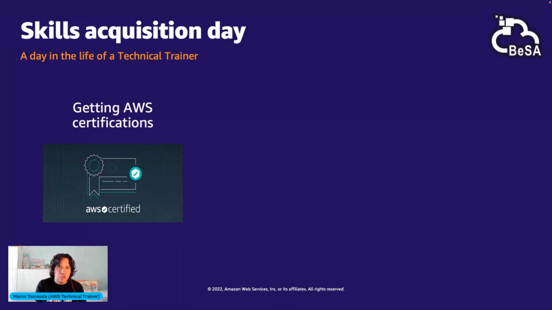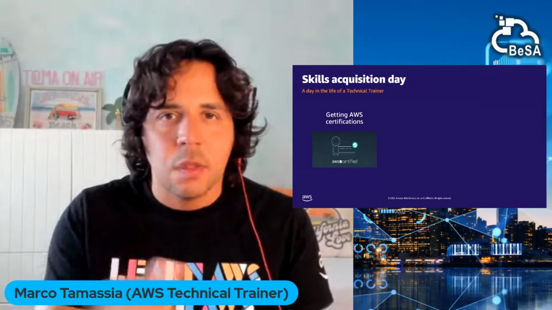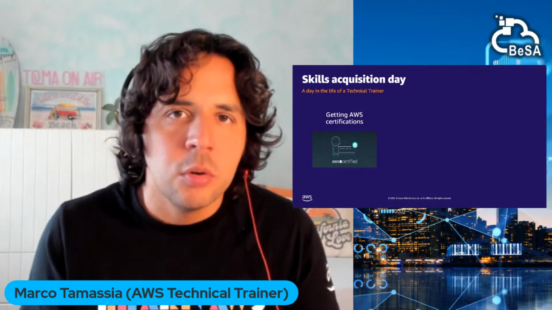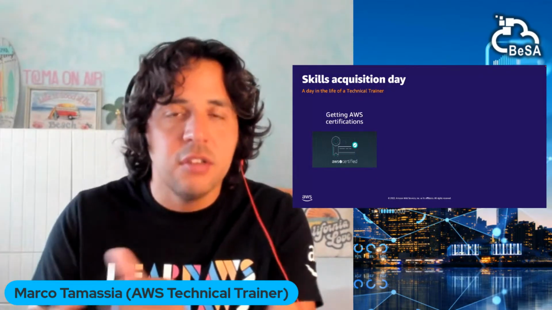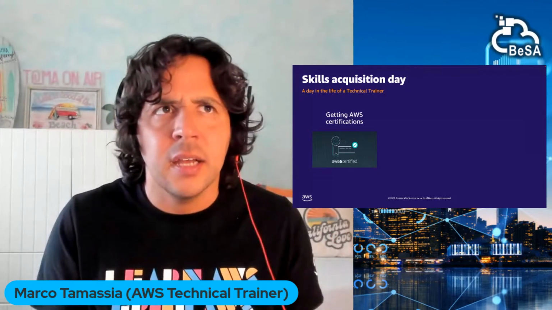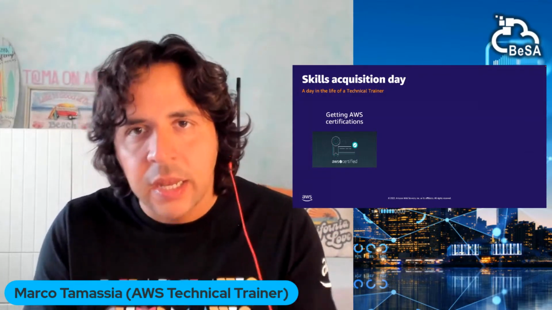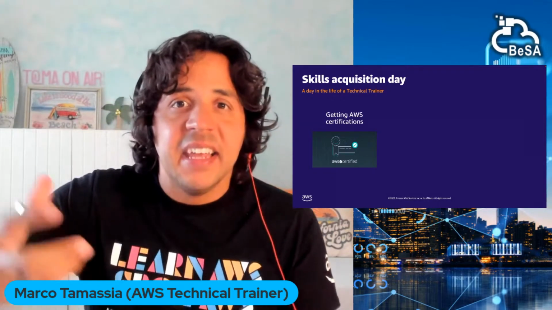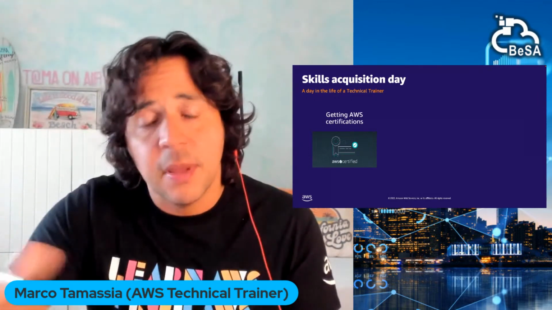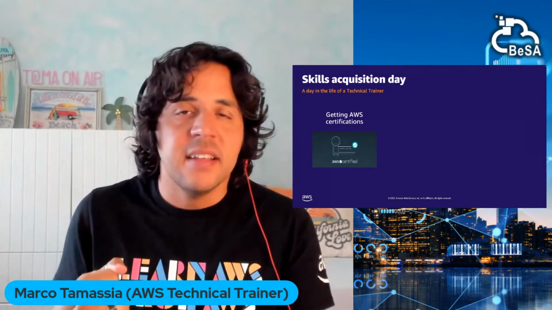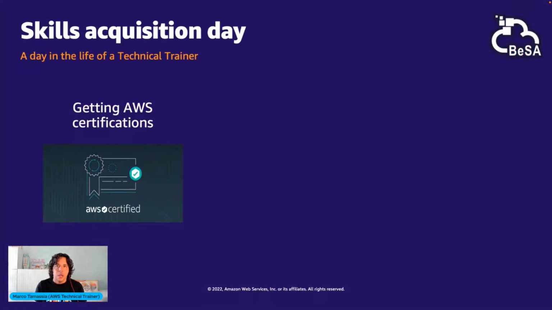Because most of our trainings are related to specific certifications. You want to deliver Architecting on AWS, you need to get certified as a Solutions Architect. You want to deliver Developing on AWS, you need to get certified as a Developer. You want to deliver the Planning and Designing Databases training, you need the Database Specialty certification. So at the beginning, you need to prepare your certifications.